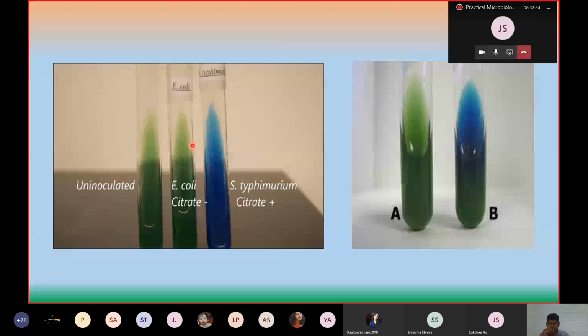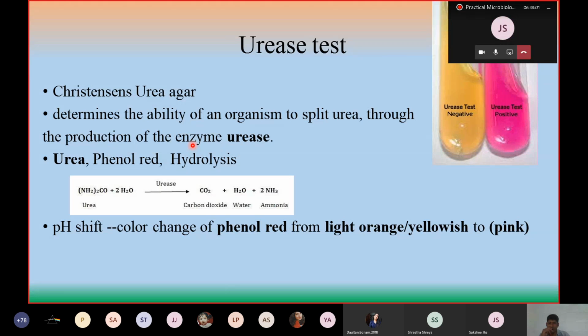Urease test. Certain bacteria will produce the urease enzyme, which can split urea into carbon dioxide, water and ammonia, and that ammonia will react with water to form ammonium hydroxide, a basic environment. That means ammonium hydroxide can dissociate into NH4 and OH, which will convert the media into a basic environment. There is phenol red as an indicator, and that will change the media color.